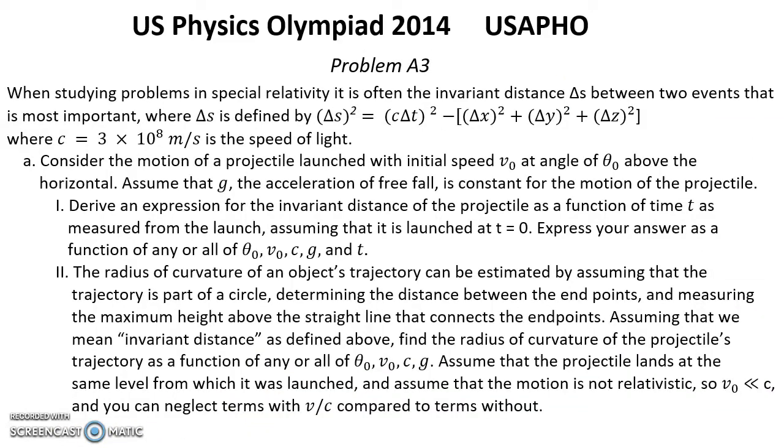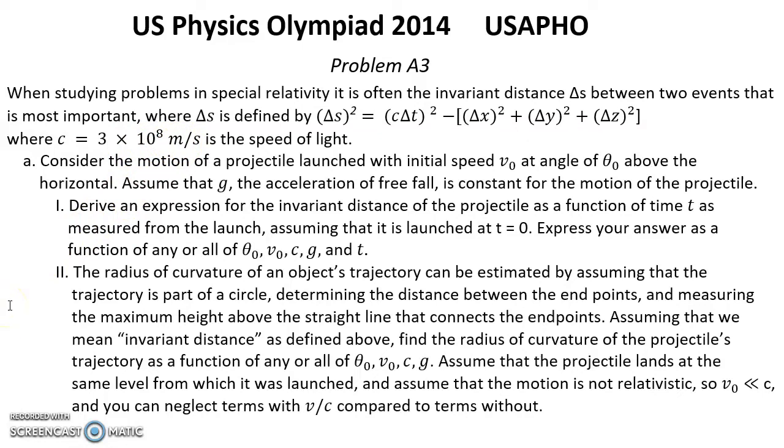US Physics Olympiad, year 2014, USAPhO. Final exam. Problem 8.3. When studying problems in special relativity, it is often the invariant distance ds between two events that is most important, where ds is defined by this equation, where c equal to 3 times 10 to the power 8 meters per second is the speed of light.